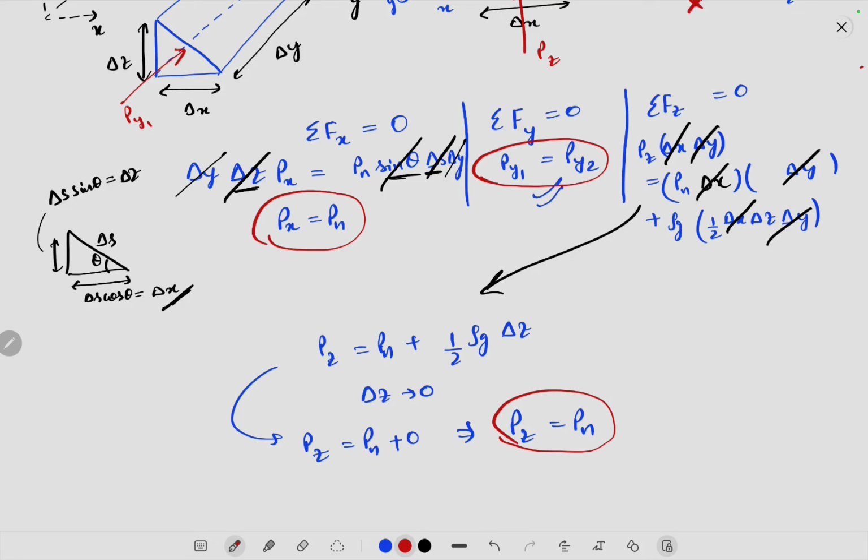Next, let's understand the pressure variations in the fluid as a function of the various directions, let's say as a function of height, as a function of length, as a function of breadth of the fluid.